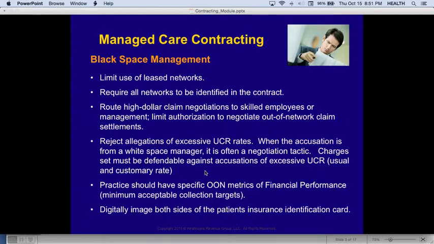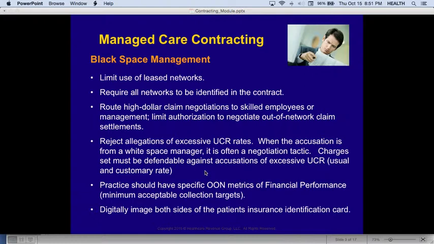Practice should have out-of-network metrics. How much is what you allow that discount to be? You might just say, nope, not going to do it. What levels? What's your reimbursement thresholds? You've got to set this up if you're going to have an out-of-network strategy or black space management.